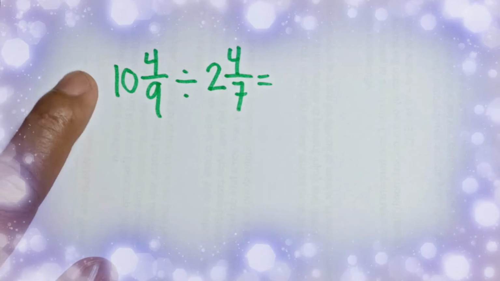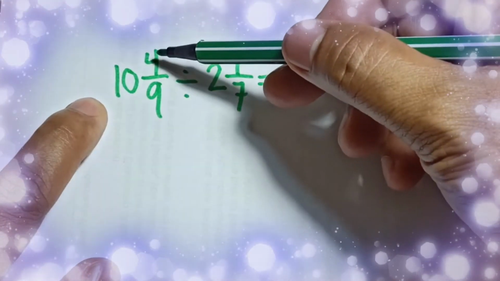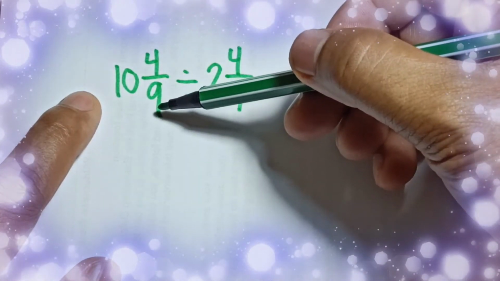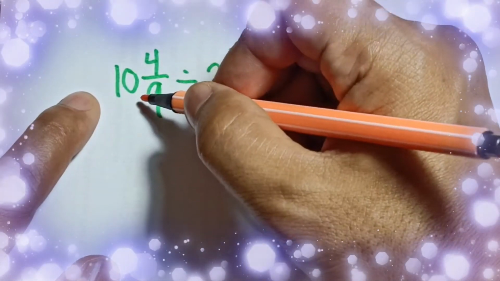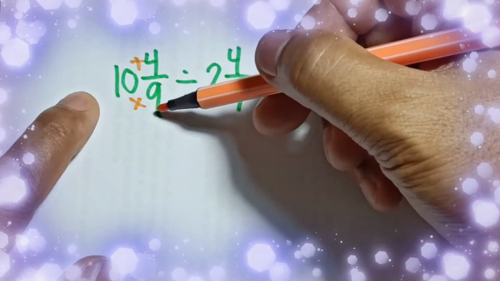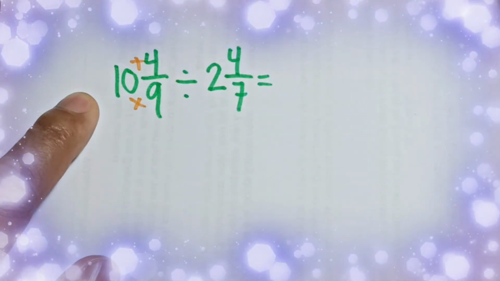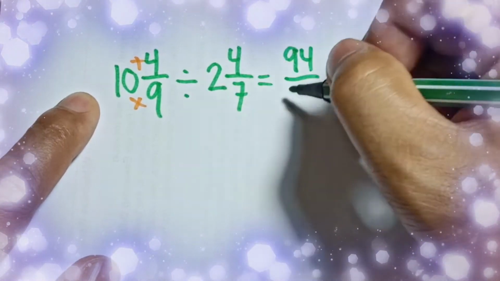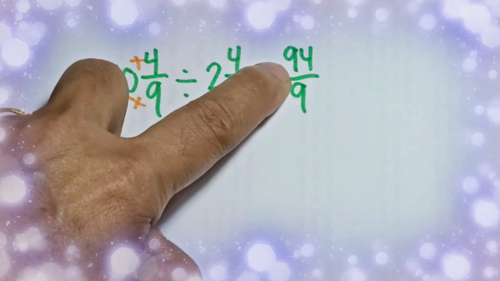So what is an improper fraction again? An improper fraction is where the numerator is bigger than or equal to the denominator. So convert this mixed number 10 and 4/9 to an improper fraction. How? We just multiply 9 times 10 plus 4, and then the answer is 94 over, copy the denominator, 9. So 9 times 10 is 90 plus 4 is 94.